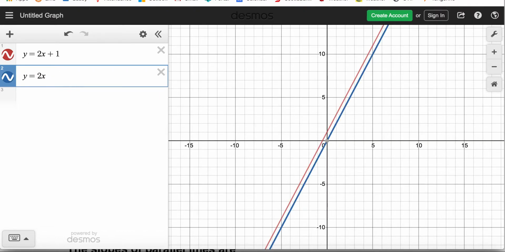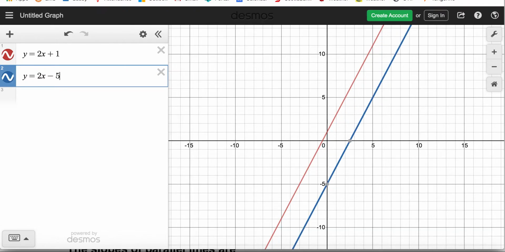We have to have different y-intercepts so that they are split apart. But the only thing about these 2 equations that make them parallel is the fact that the slopes are the same. These y-intercepts don't really matter as long as they're different.